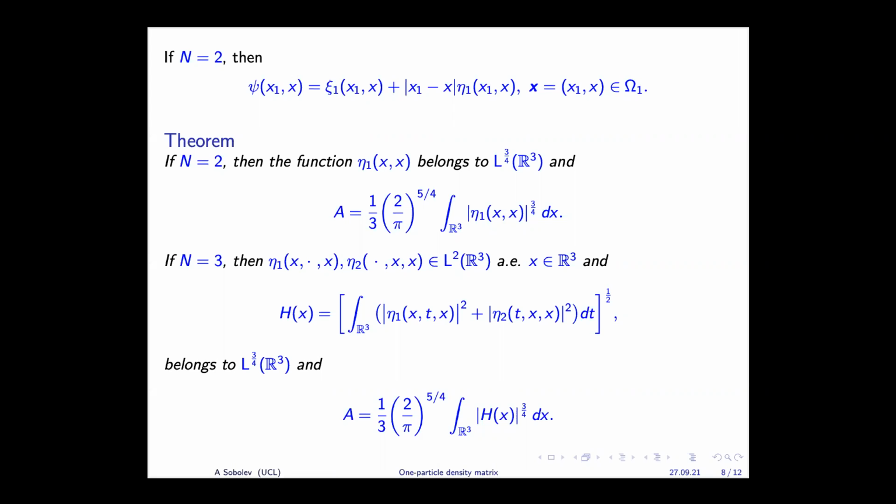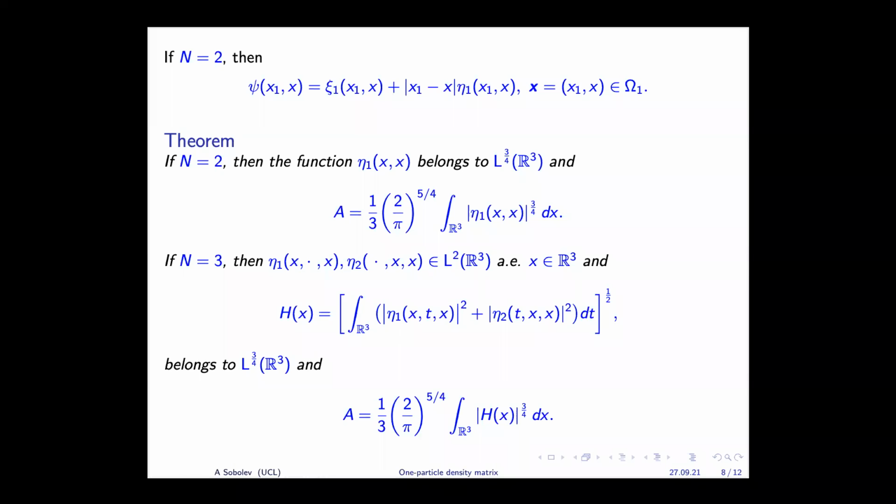And now this new function h, as you can see, is built out of L2 norms of those functions. This function now belongs to L3/4. So again, the same story. It needs to be L3/4. And then the coefficient A is given by a similar formula, but the expression for this function is more complicated than here.